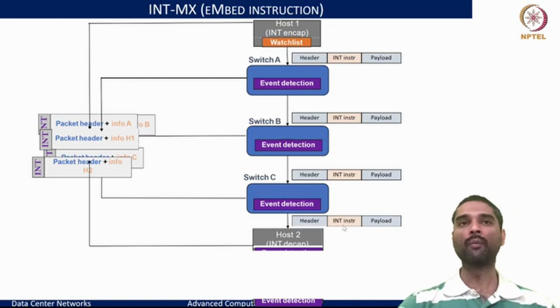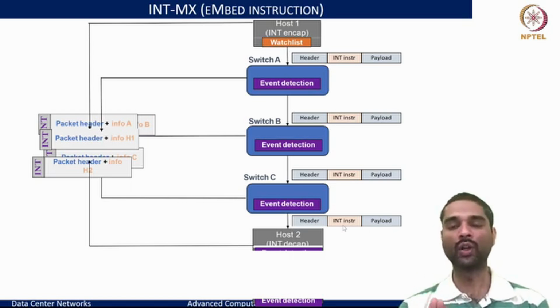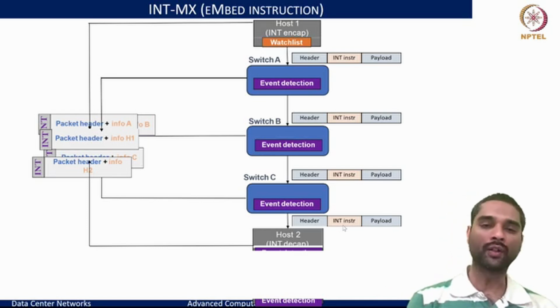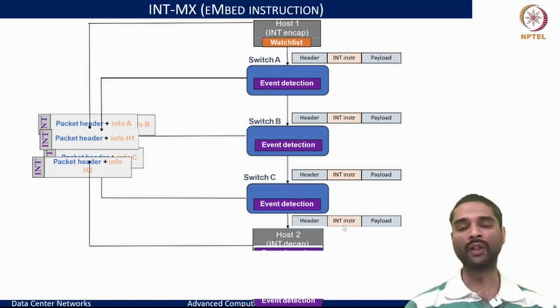So this embed instruction model gives us uniformity in terms of what each switch would operate on in terms of the instructions, and the information that is being collected by each switch for each different packet is being sent in band with respect to the packet processing towards the respective monitors. So it, in a way, combines the best of both worlds.